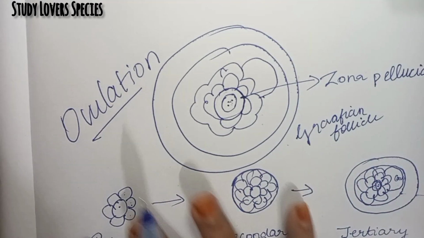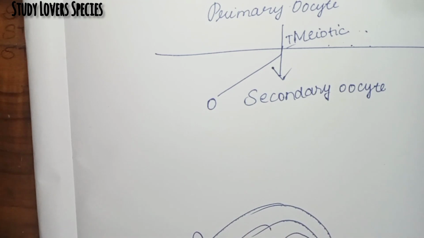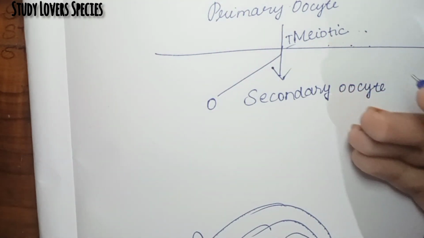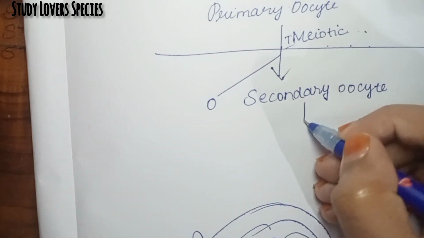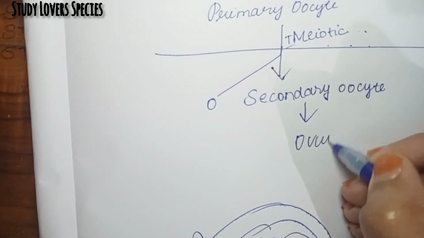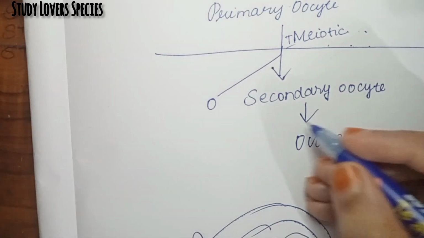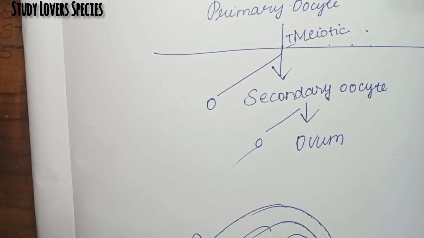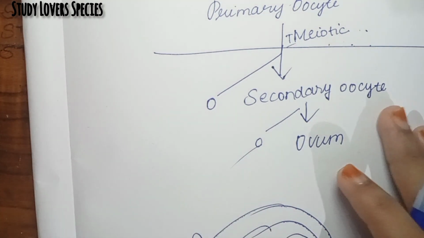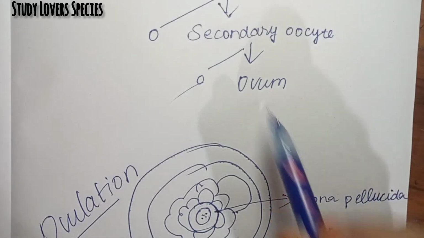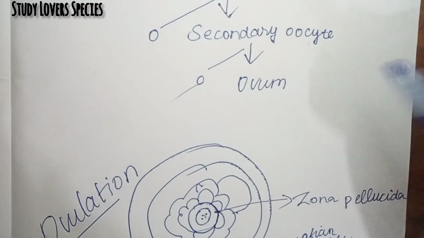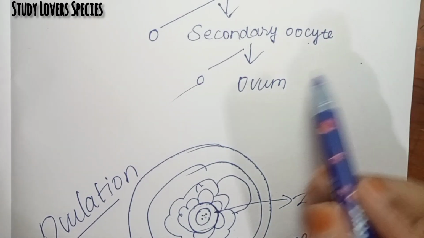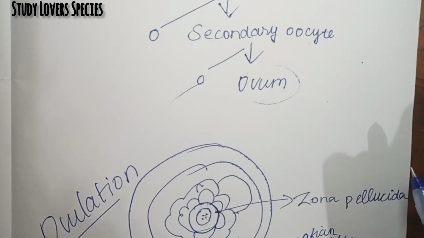Clear? This is ovulation. So here what happens, guys? The secondary oocyte is released. The secondary oocyte is the one which is going to become the ovum, right? Yes, this ovum will also have a polar body, which will also get degenerated. This secondary oocyte is an immature ovum. Once it is released and fertilized, it becomes an ovum. Clear?